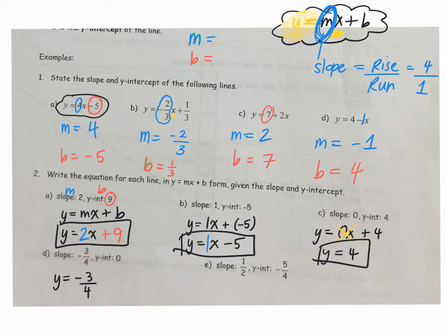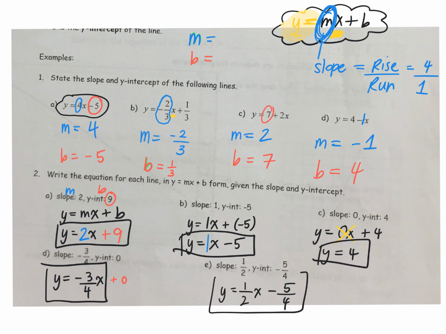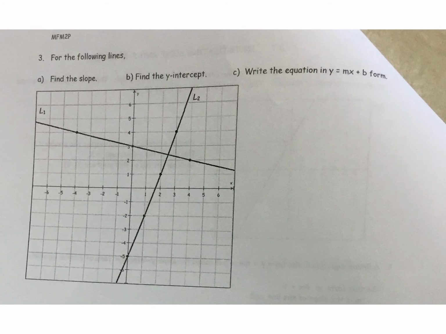Y equals negative 3 over 4x. Yep. Do I have to write plus nothing? Nope. You can just leave it as this. Y equals negative 3 over 4x. If you don't put the x, it's wrong. Okay? And E is easy. Y equals 1 over 2x minus 5 over 4. And that's it. If you are given the graph, so this is line 1.